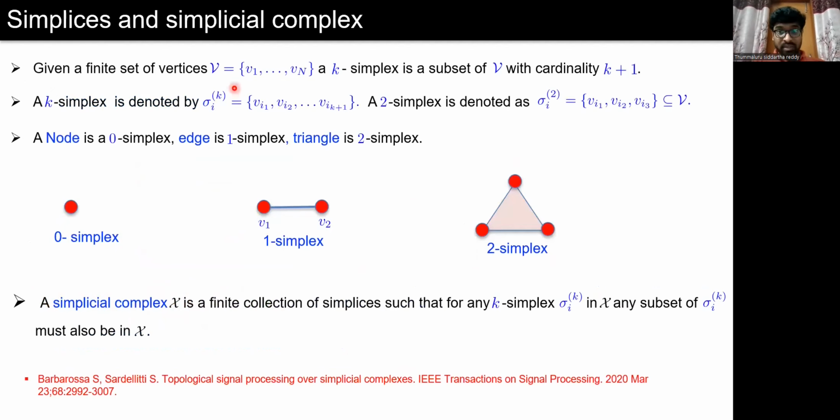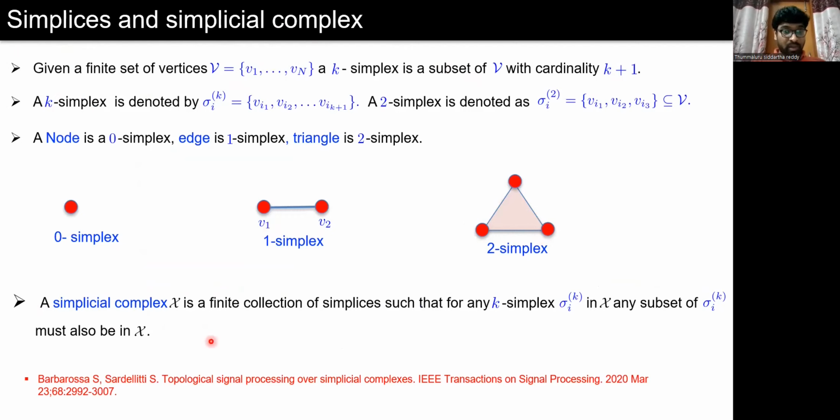Before discussing the method for such partitioning, we now see some preliminaries for modeling the higher order relations. Simplicial complexes model the higher order relations, and simplicial complexes have simplices as the basic building blocks. Given a finite set of vertices, V1 to Vn, a k-simplex is a subset of the vertex set with cardinality k plus 1. For instance, a node is a zero simplex since it has only one vertex. An edge is a one simplex as it has only two vertices. And a closed triangle or a filled triangle is a two simplex with three vertices.